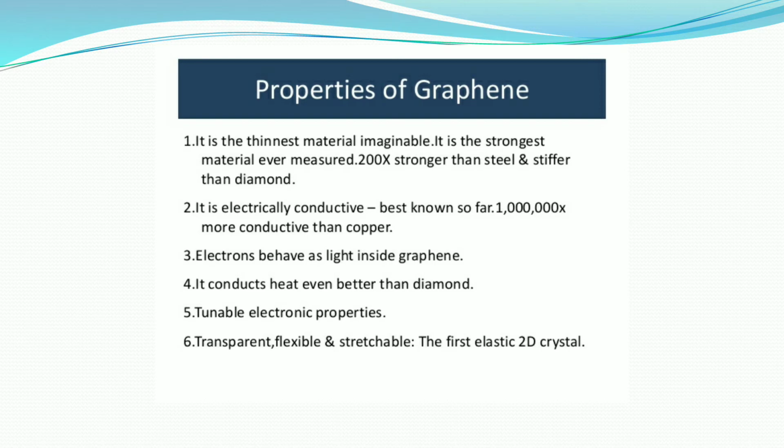It is electrically conductive, the best known so far, more conductive than copper. The electrons behave as light inside graphene. It conducts heat even better than diamond. It has tunable electronic properties, and it is transparent, flexible and stretchable, the first elastic 2D crystal.